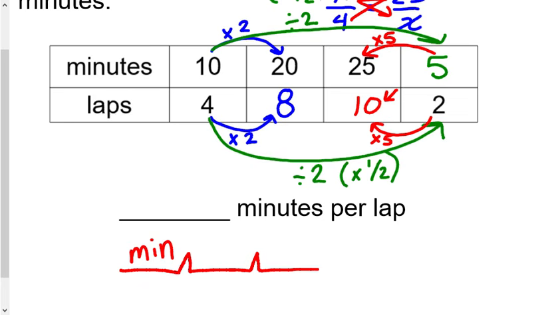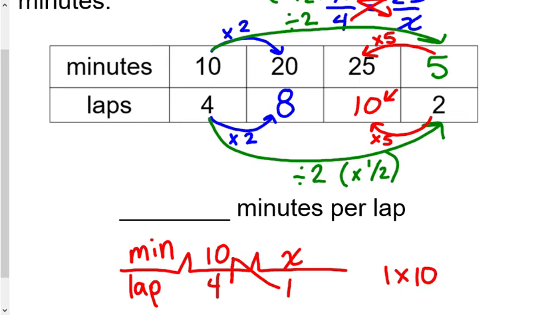If I wanted to find the number of minutes per lap, I could say, well, 10 minutes in 4 laps is equal to how many minutes for 1 lap? And so when I cross multiply and then divide, 1 times 10 is 10, divided by 4 is going to give me my missing number. And my missing number then is 2.5 or 2 5/10. So it takes 2.5 minutes to complete 1 lap, 2.5 minutes per lap.